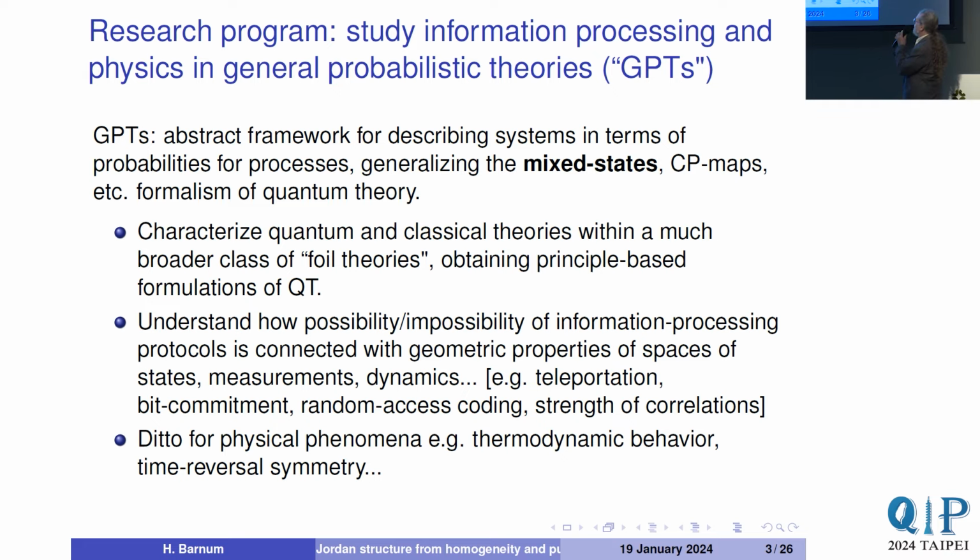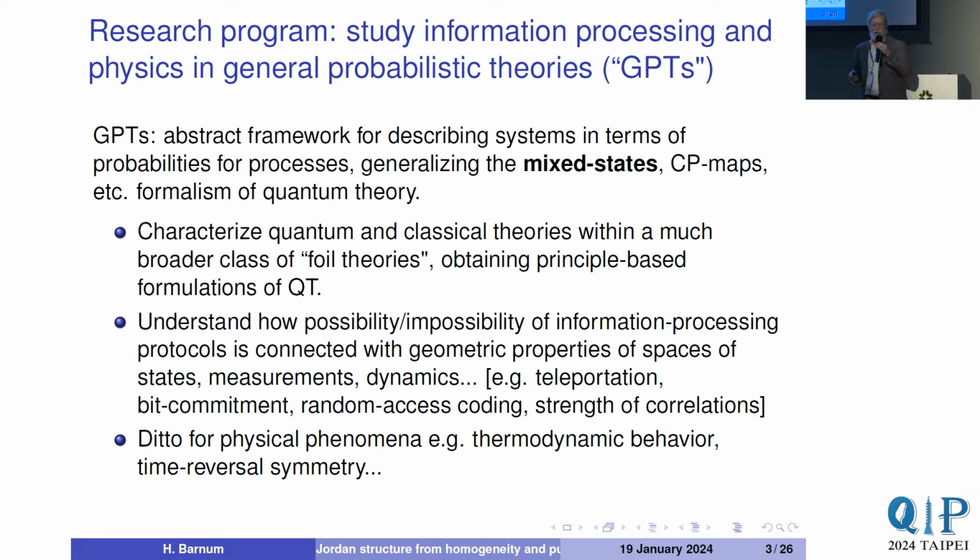So, the general research program, which I recommend as something you can do in conjunction with quantum information at a lot of groups, and you'll learn a lot of mathematical tools that are also useful in other areas like convex duality, probably Lie algebra, Lie group theory. In this research program, we use an abstract framework for describing systems in terms of probabilities for processes. We want to characterize quantum, maybe classical theories, within a much broader class of theories, and perhaps get principle-based formulations of quantum theory. Some people even think maybe this is going to lead to something like Einstein's formulation of general relativity in terms of simple principles.